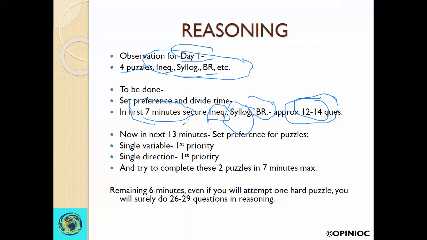Then in the remaining 13 minutes, what should be your preference? Look for those puzzles which are of a single variable, for example a floor-based puzzle or a box-based puzzle. Say 8 floors are given and A is on an odd-numbered floor. You will get one or two cases: A will be on the third, first, fifth, or seventh floor. Accordingly, you arrange the other people. Then it won't take more than 2 minutes. You should prioritize this over other things.